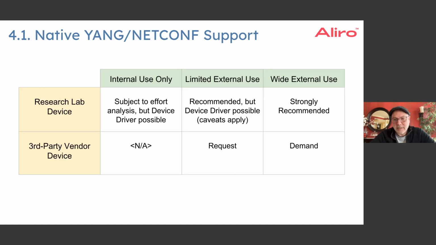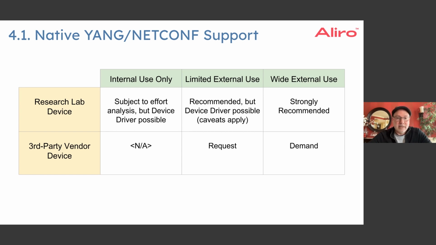And now for the actual recommendation for the research labs as to whether or not to support YANG and NETCONF. Let me explain this table. On the left-hand side, we have the rows, research lab device and third-party vendor device. A research lab device would be a device that's being created by the research lab themselves. They're assembling the individual components to create a device. Whereas a third-party vendor device is, of course, commercial off the shelf, or maybe not necessarily commercial, but made by someone else. It's something that can be obtained.